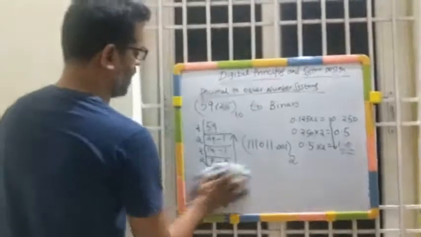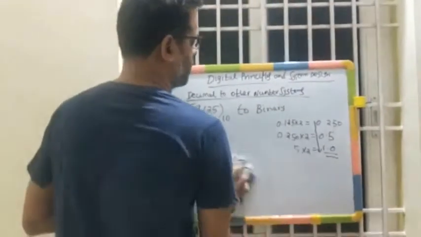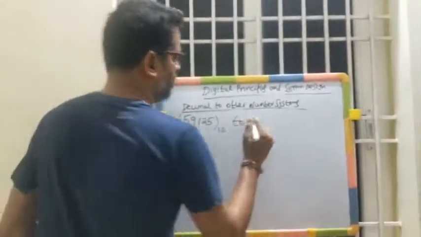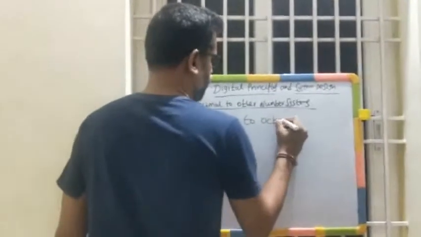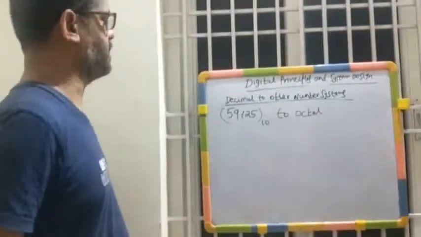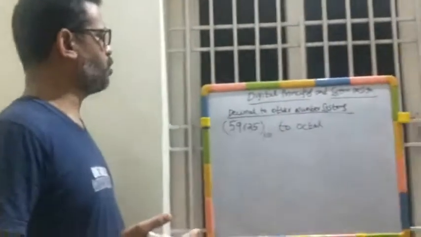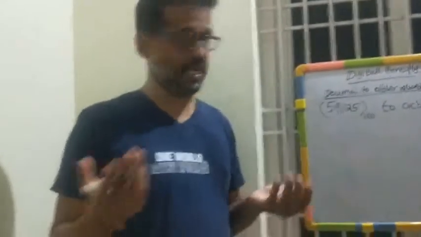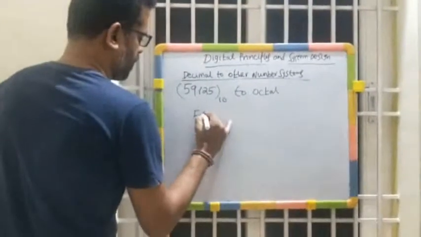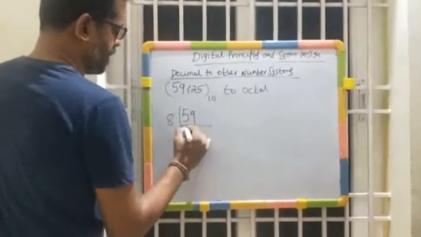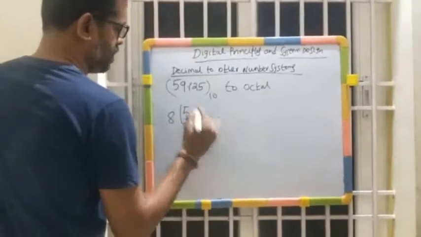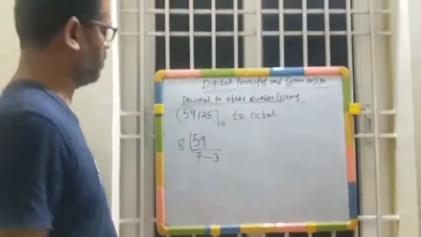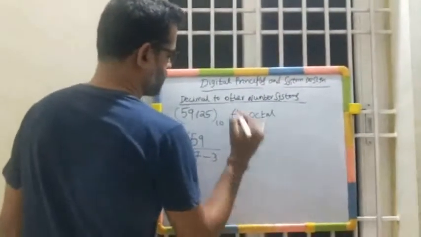Now we'll take the same example and try to convert to octal. So what is the same procedure? We need to divide the integer part by 8 and multiply the fractional part by 8. So 59, how many times? 7 8s are 56. Remainder is 3. So we need to start with this because 7 is lesser than 8. So the integer part is 73.